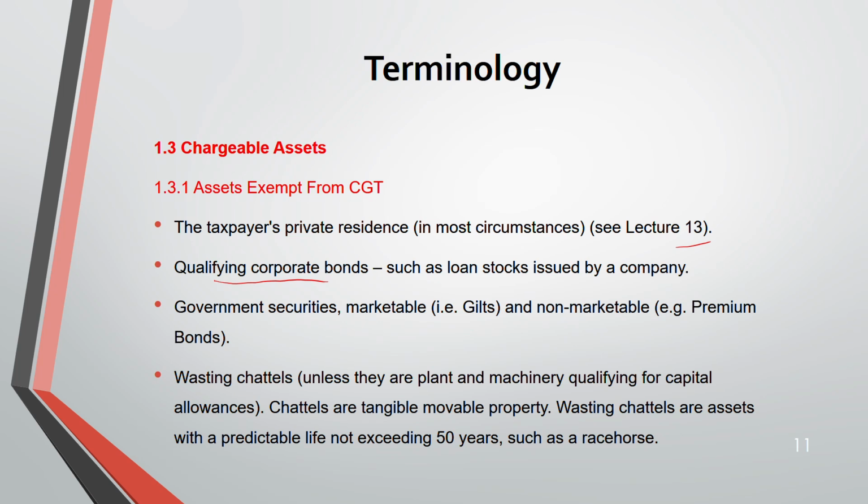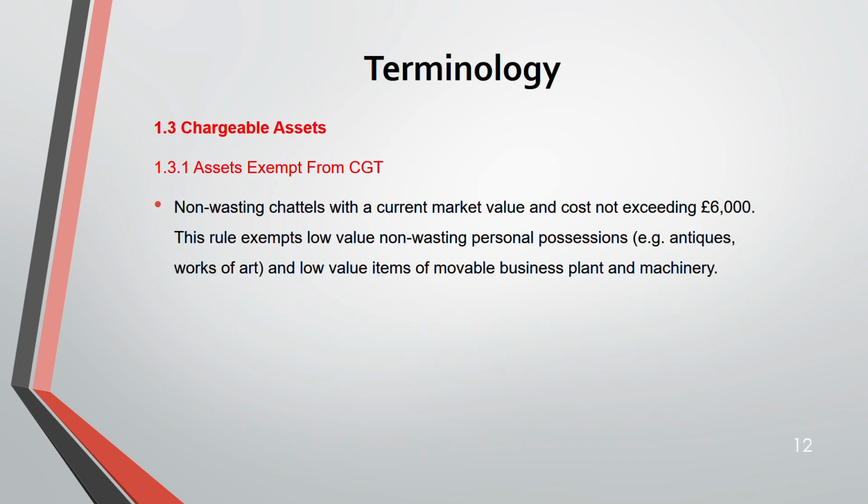Vesting chattels are those assets with a life not exceeding 50 years. But remember, if they are plant and machinery qualifying for capital allowances, they are not exempt from CGT. Otherwise, vesting chattels are exempt. So this is 4. Now, we have some more to this list.